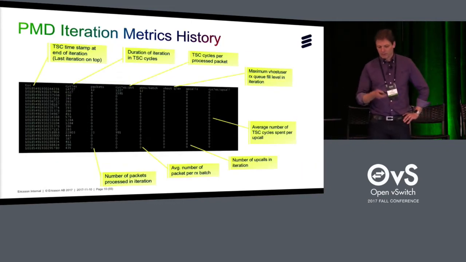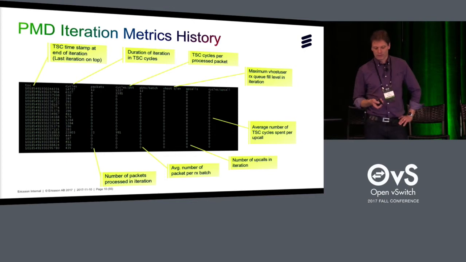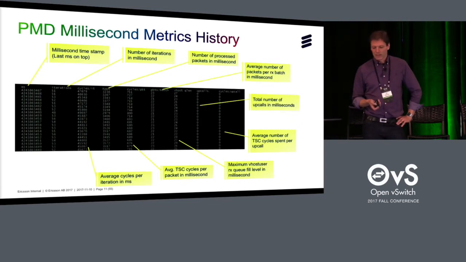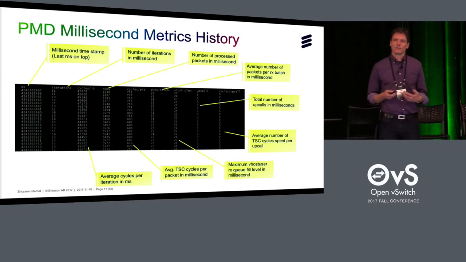On top of that, you have these circular histories that you can dump. This is the iteration metrics history, the same metrics, but for every iteration. And we have a similar history for the millisecond averages or totals. So they can be dumped at any time, and it gives you a pretty good overview of what had happened.